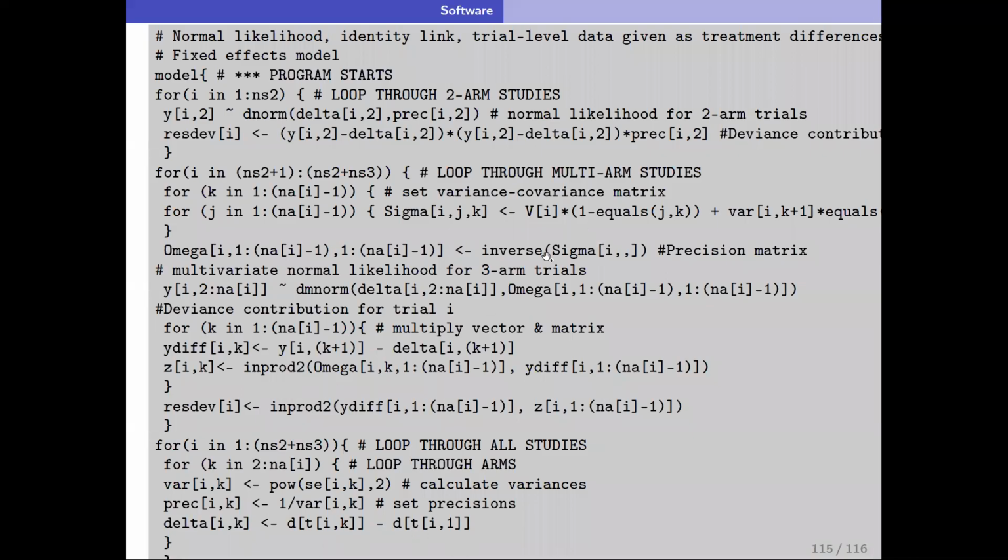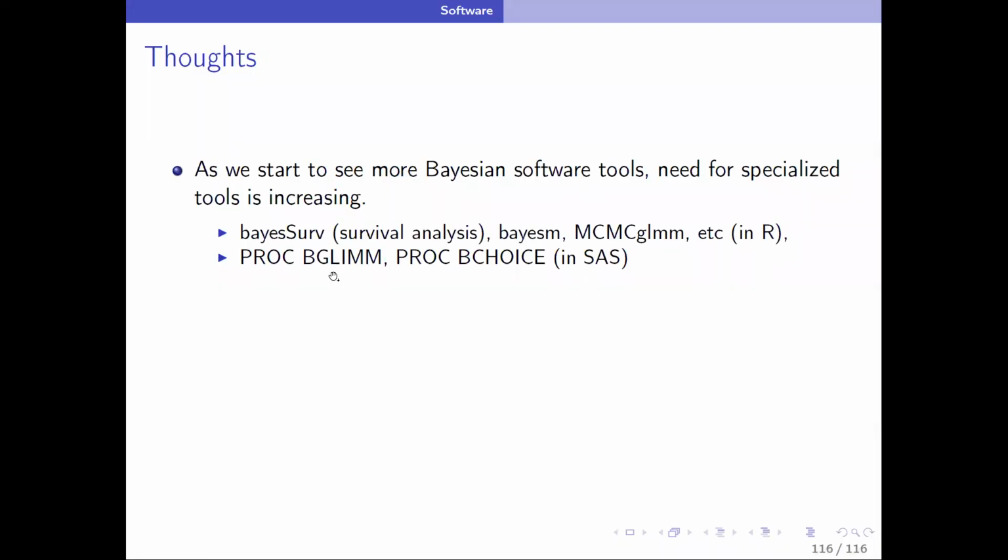And here is just an example. This is like doing a network meta-analysis using WinBUGS. You look at the code, sometimes you go, well, I don't know if it even works. And there could be many places in here where you can potentially make mistakes.